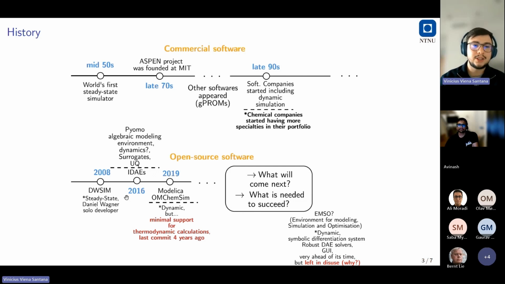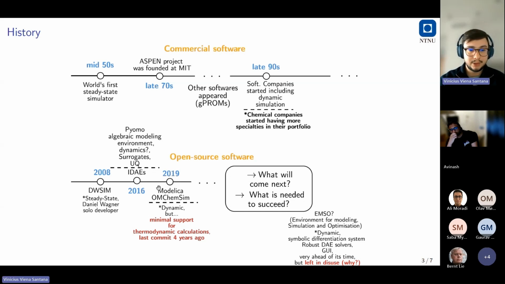Then in 2016, the IDAES project started to gain traction, and it is heavily based on the Pyomo algebraic modeling environment. On the web page, they claim that dynamics is supported, but I haven't found any example of dynamic simulations within the ecosystem, though they have support for it through the Pyomo DAE library. They also support surrogate modeling and uncertainty quantification.